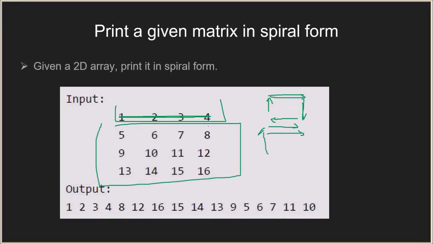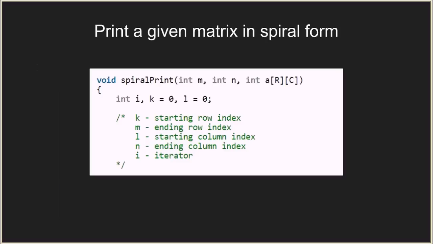Then again, we'll start going down. Once we have traversed the elements till the 16, then we'll again reduce the array to only these 9 elements. Then we'll go towards the right, then towards the up, then right, then down, and then finally left. So in this way, we are going to solve the problem, that is to print the given array in a matrix form, in a spiral form.